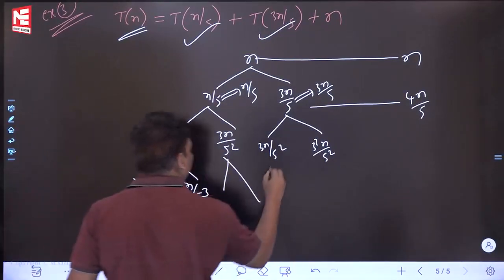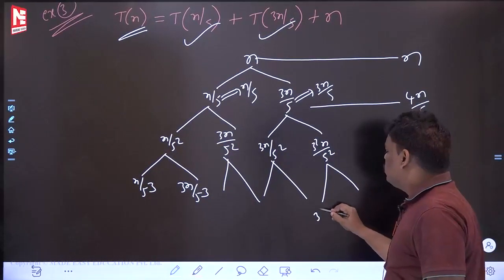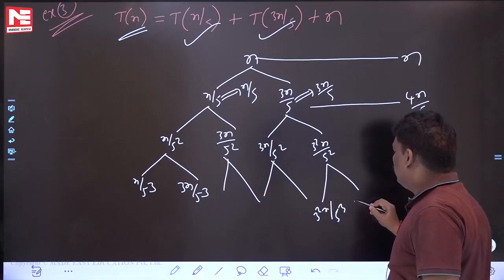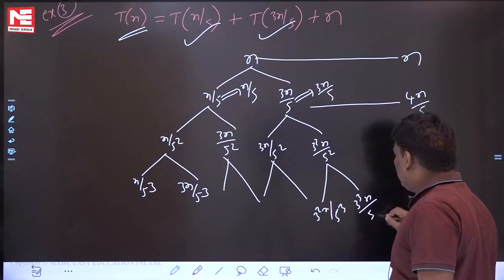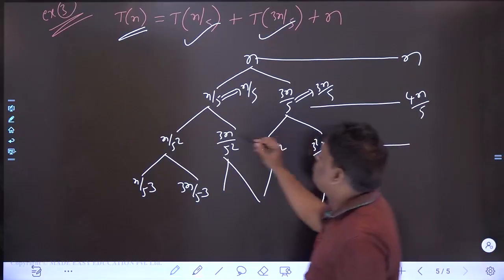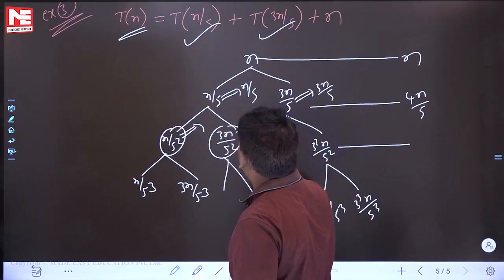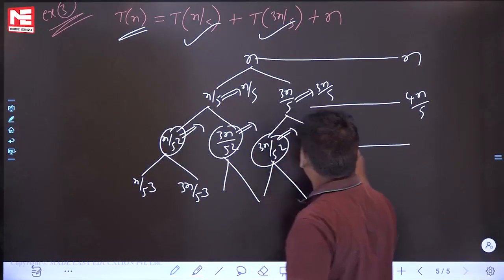Same thing, right? Middle people don't bother. Extreme things you take care. Next one, 3 square n by 5 cube. Next one, 3 cube n by 5 cube. If you want, you can add all of them. Same thing will come. This is as it is. This as it is will come here. This also as it is. This also as it is.